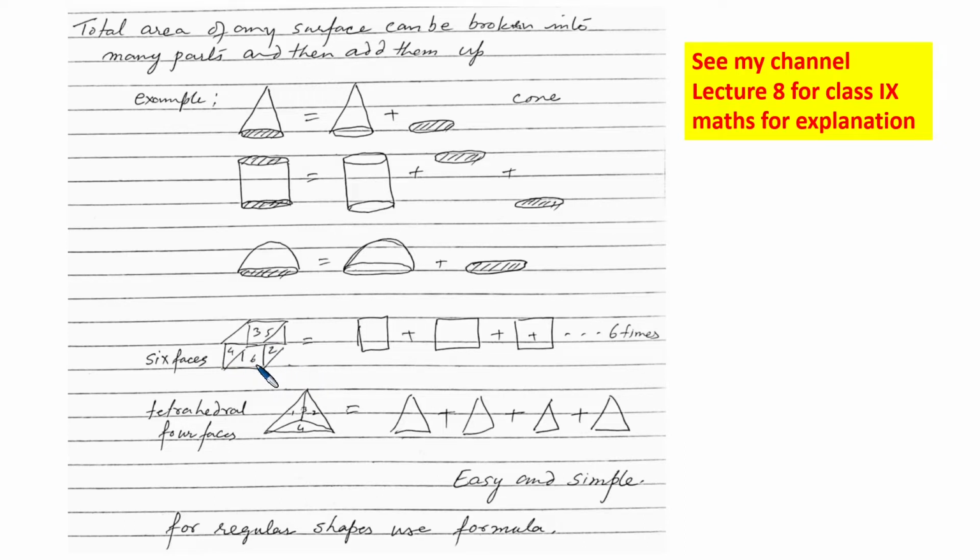And even for the surface area of a cube, you find the area of one side, then there are 6 sides, and you add 6 of them. So for any parallelepiped or a cube, you can add the areas of all the sides. Similarly for a tetrahedron, if you have 4 faces of a not regular one, you can calculate the area of the individual faces. So this is easy and simple. For a regular shape, use the formula.